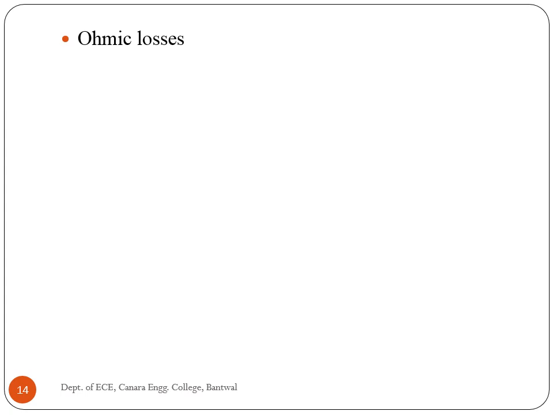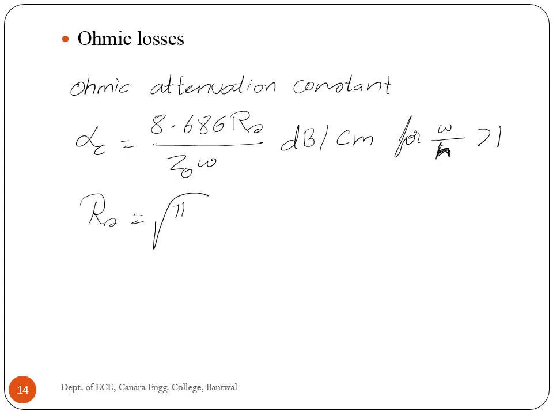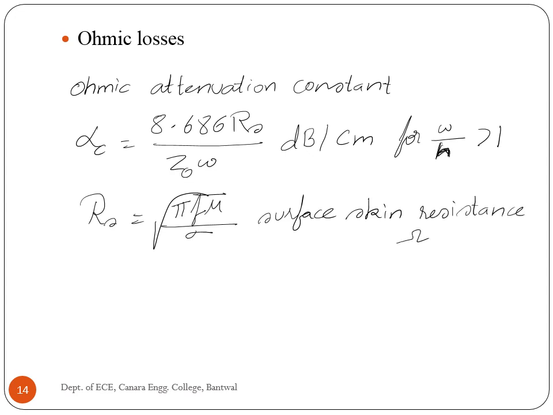The conducting attenuation constant of a wide microstrip line is given by alpha c is equal to 8.686 Rs divided by Z naught decibel per centimeter, for width divided by height greater than 1, where Rs is equal to root of pi f mu divided by sigma, the surface skin resistance in ohm per square.